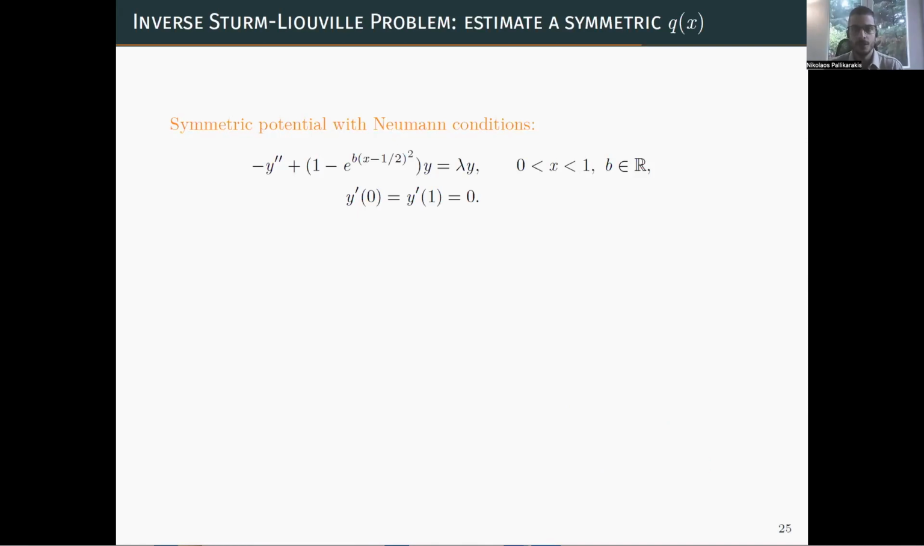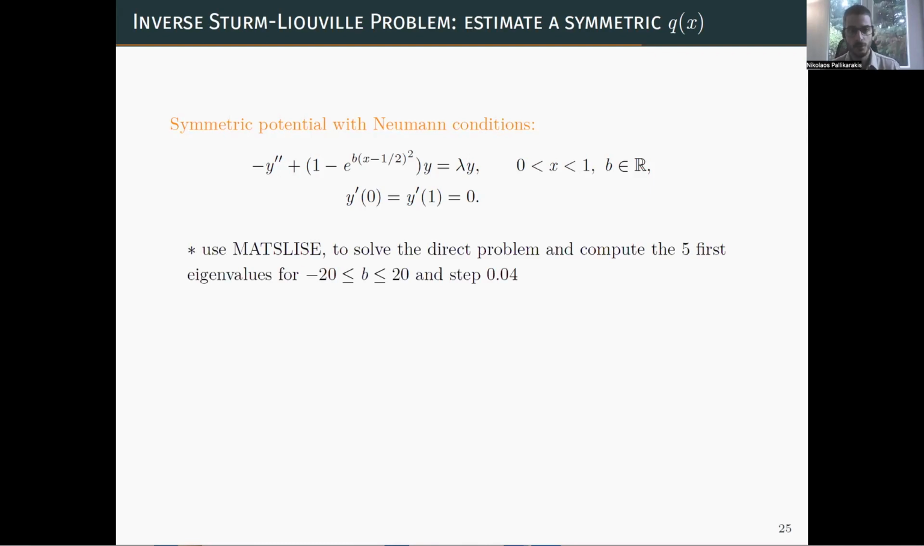We will see three different cases. Firstly, for the Sturm-Liouville eigenvalue problem, we chose this example of symmetric potentials with Neumann conditions. So for each B, we have a different potential here. And the idea was the following. Firstly, we use match slice, as explained initially, to solve the direct problem and compute. We needed only the first 5 eigenvalues for a family of potentials of B between -20 and 20 with step 0.4. Then we also discretized our potentials Q in 21 points of the domain of definition.